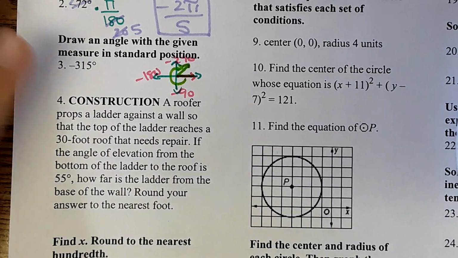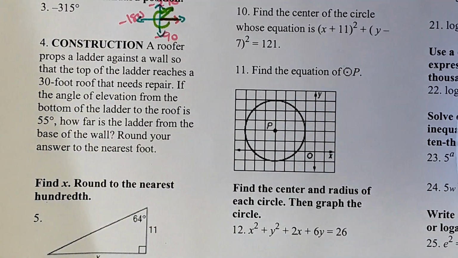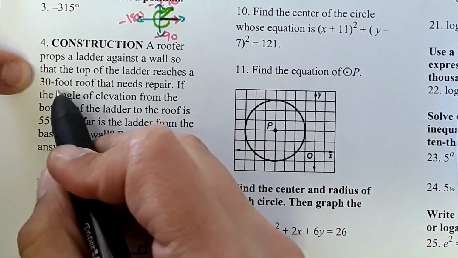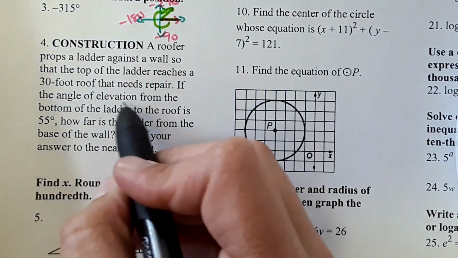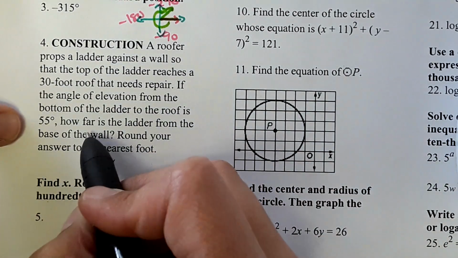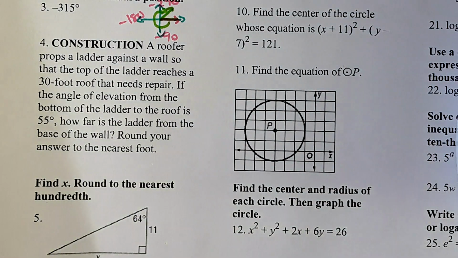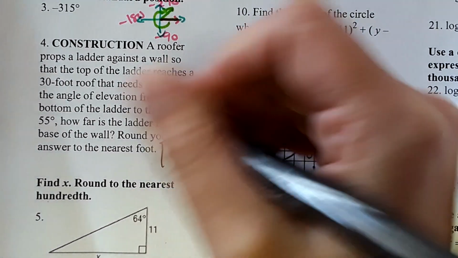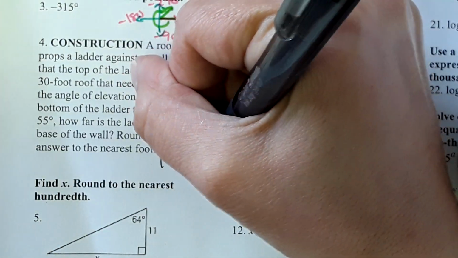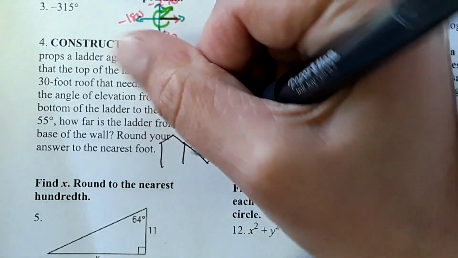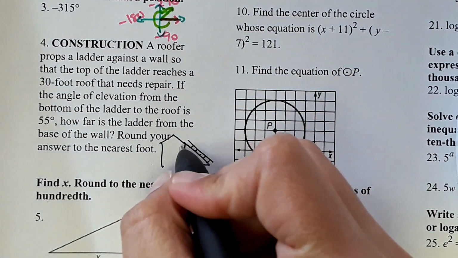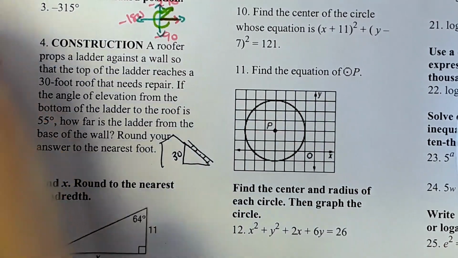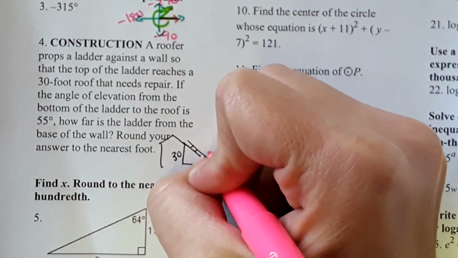Number 4. Number 4 deals with trigonometry and angle of elevation. It says a roofer props a ladder against a wall so the top of the ladder reaches a 30-foot roof that needs repair. If the angle of elevation from the bottom of the ladder to the roof is 55 degrees, how far is the ladder from the base of the wall? So I'm going to sketch out a little picture. Let's call this the house. And here is our ladder to the roof. Okay, the height here, it says it's 30 feet. And then the degree measure of this angle is 55 degrees.